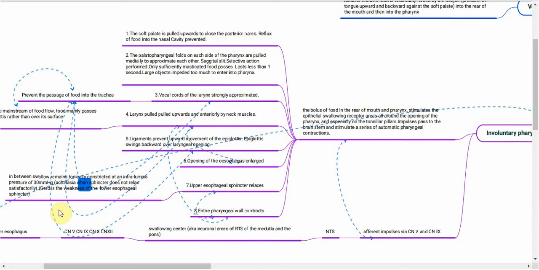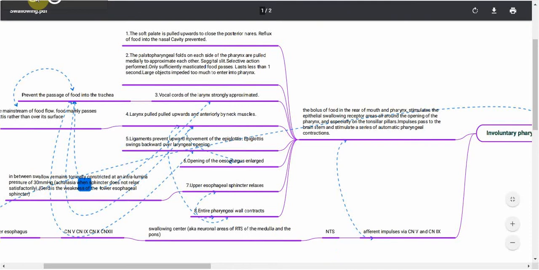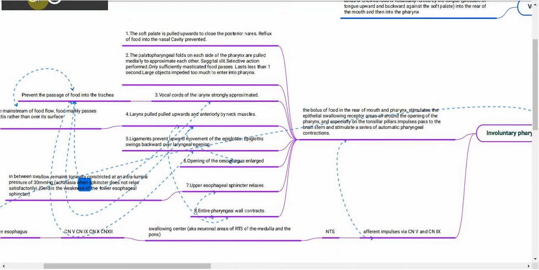Now in certain conditions, for example in oropharyngeal dysphagias, right? This reflex is going to initiate the involuntary stage, right? But in oro, meaning oral cavity, pharyngeal meaning pharynx, in oropharyngeal dysphagias, right? I'll basically show you first, let me define dysphagia. Deglutition and swallowing are the same thing.